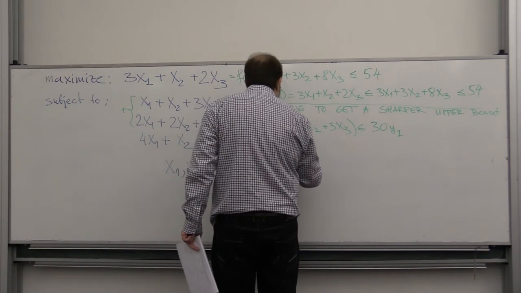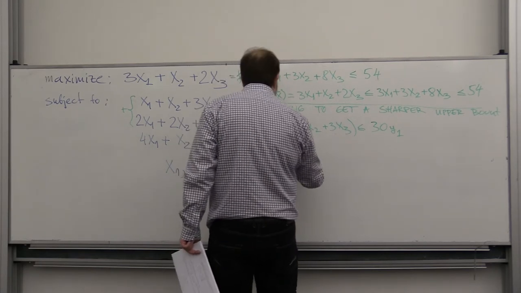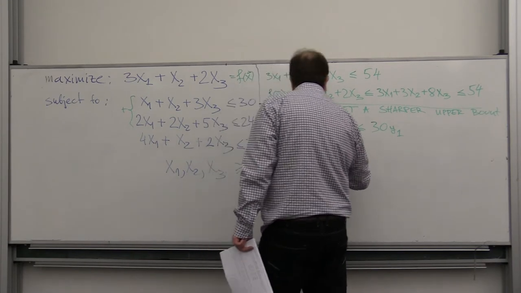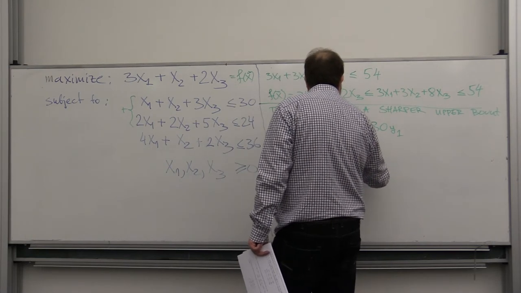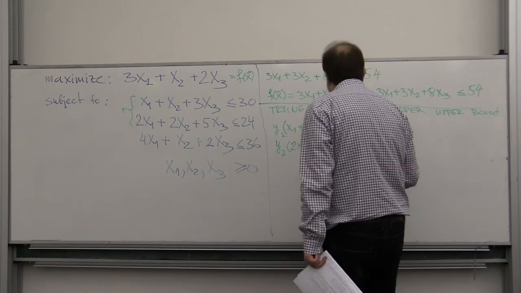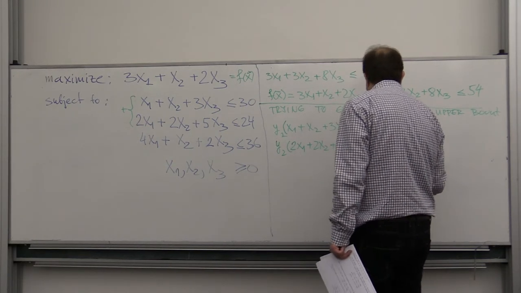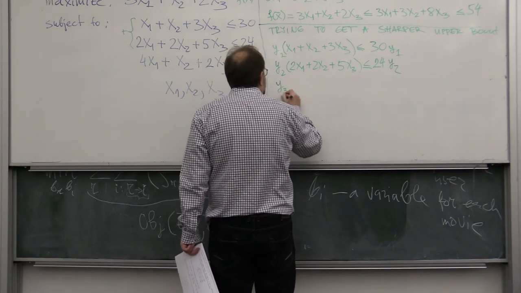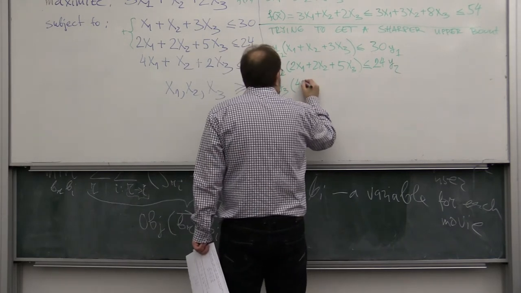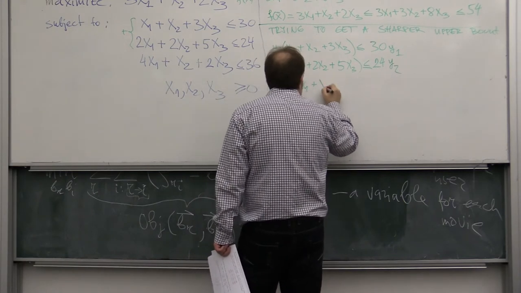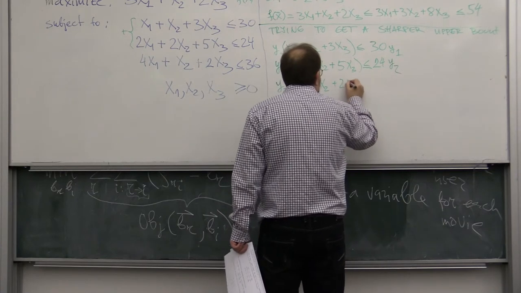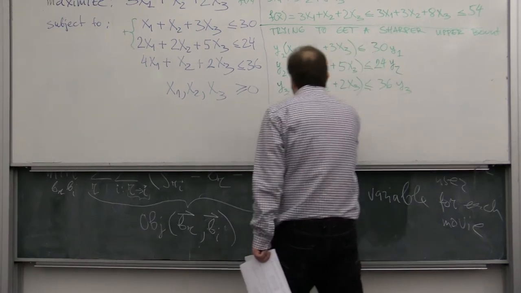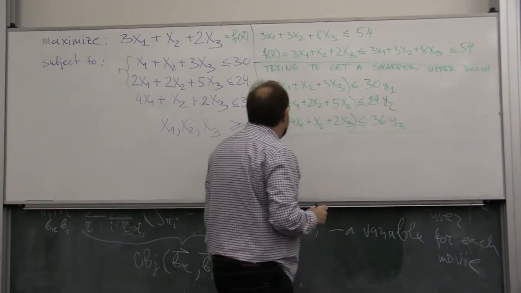So then you say, okay, let me multiply the second equation by y2. So I'll have 2x1 plus 2x2 plus 5x3, it will be smaller or equal than 24y2, right? And then the last one I can multiply by some unknown factor y3 and get 4x1 plus x2 plus 2x3 is smaller or equal than 36y3. And now I'm summing up the corresponding sides.